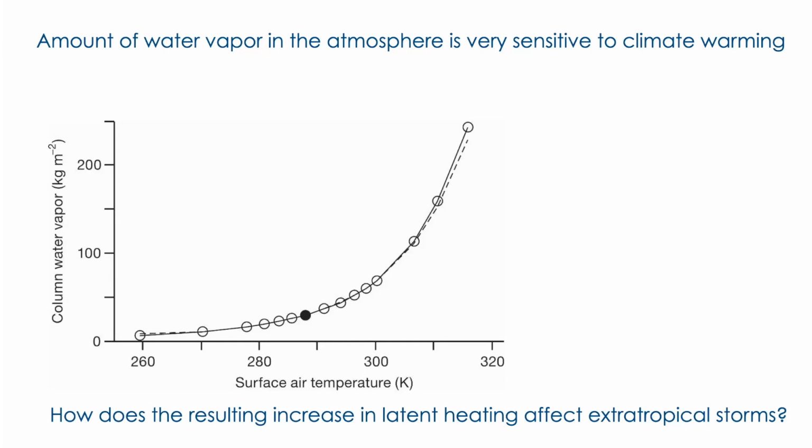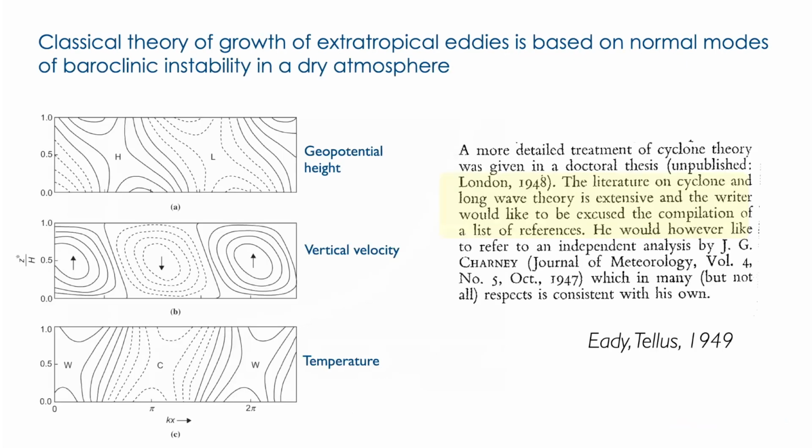Now, latent heating depends not only on the amount of water vapor, but also on vertical gradients of water vapor, and on how strong the circulation is. But all of these do not change the basic fact that the amount of latent heating goes up as the climate warms. So let's go back to basic theory.